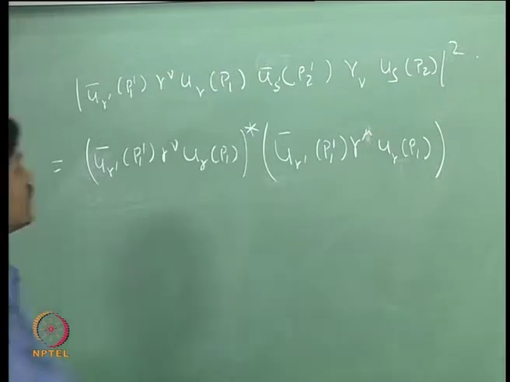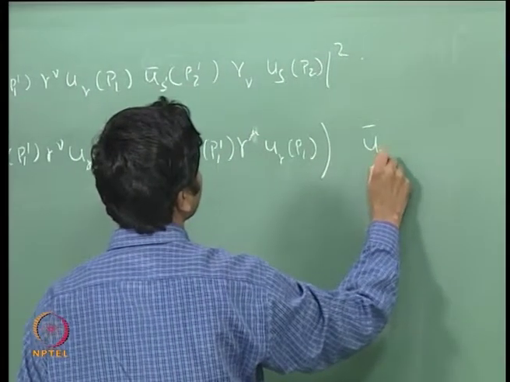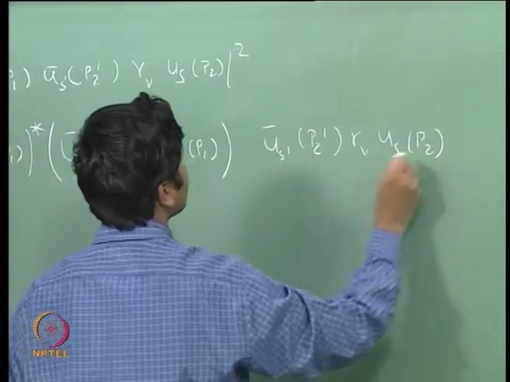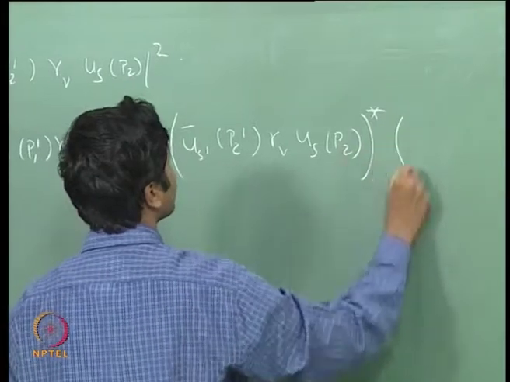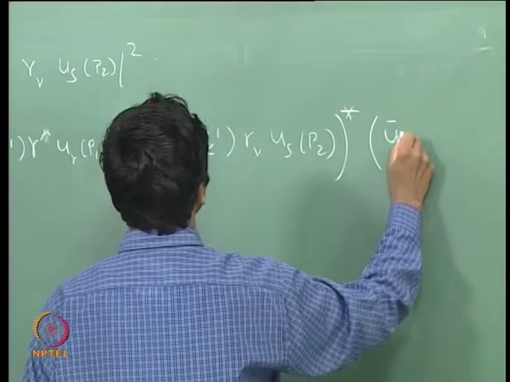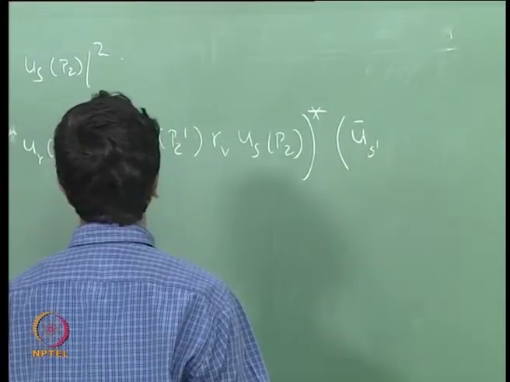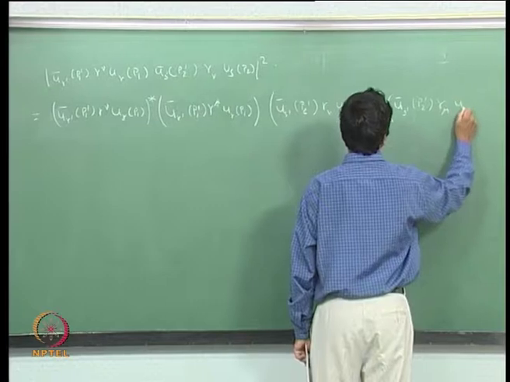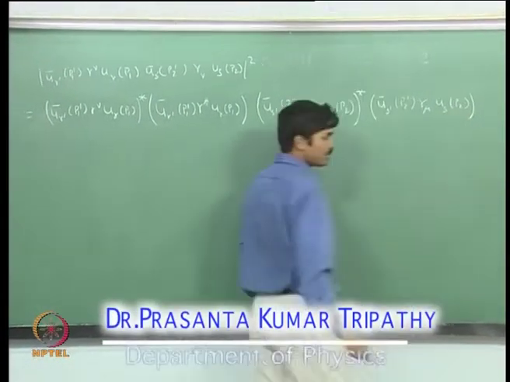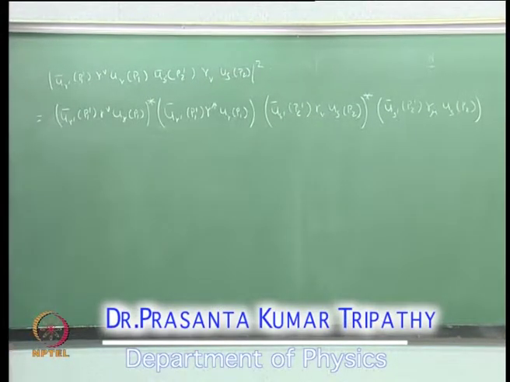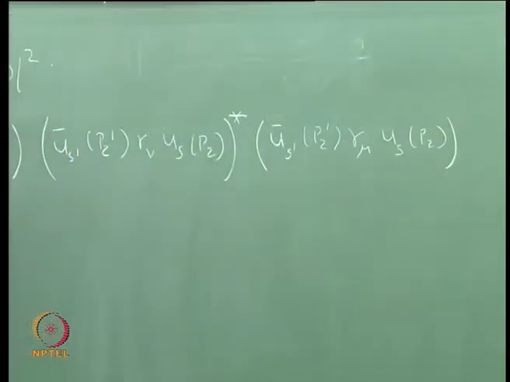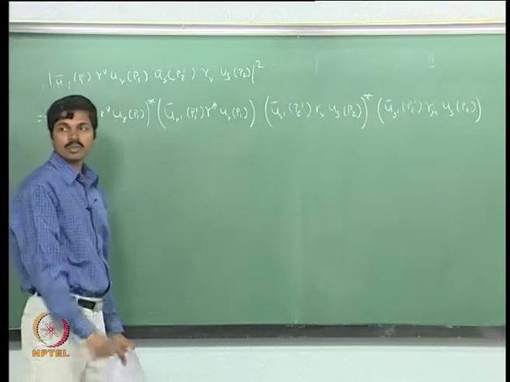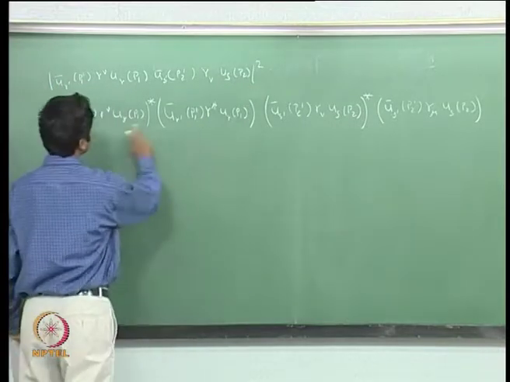This, and similarly the second term will give ū_s'(p2') γ^ν u_s(p2) conjugate of this, and ū_s'(p2') γ^μ u_s(p2), right. This is what you are doing. So, I am using γ^ν, the index, I am labeling the index nu for the complex conjugate of this and using the label mu for the term itself, and then I am just rearranging them.